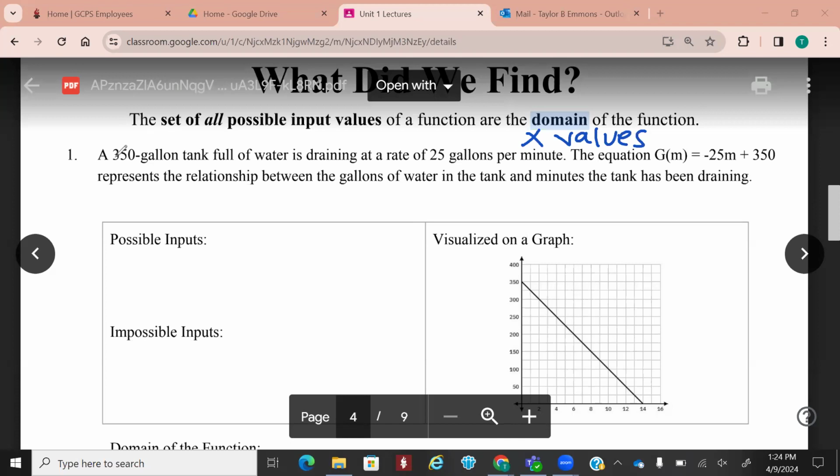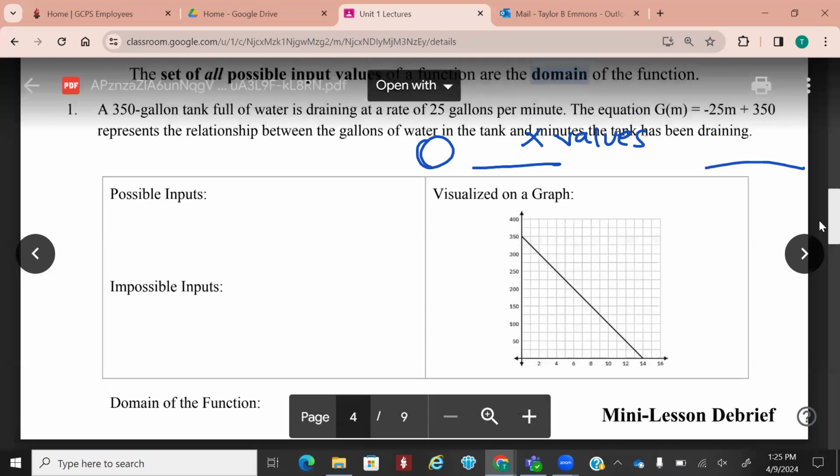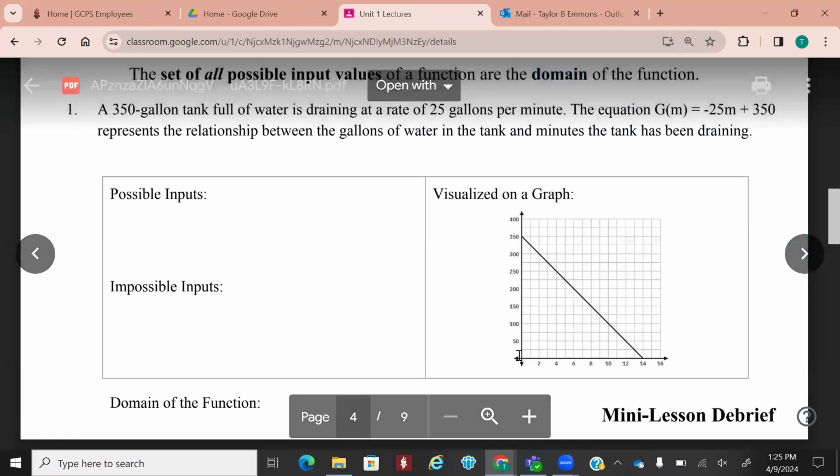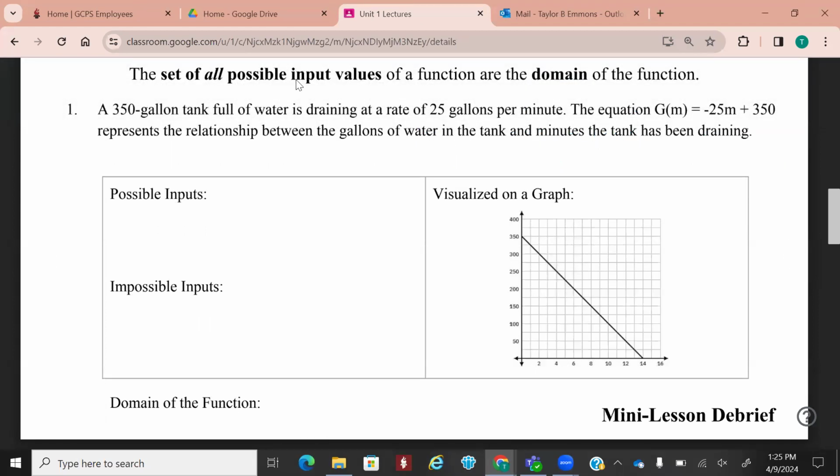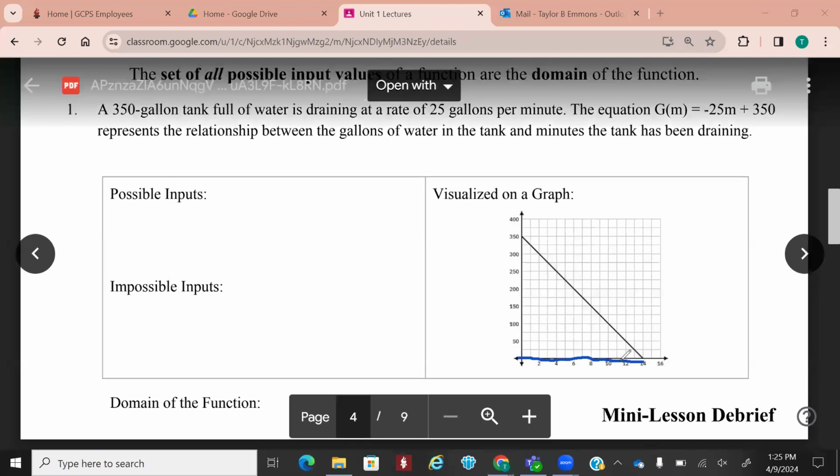Okay, so a 350-gallon tank full of water is draining at a rate of 25 gallons per minute. Here's the equation, and here is a graph. What are possible inputs? Inputs are our x values. So looking at our graph, what are possible input values? Anything that's on the x-axis. So from 0 to 14, 0 all the way to 14.